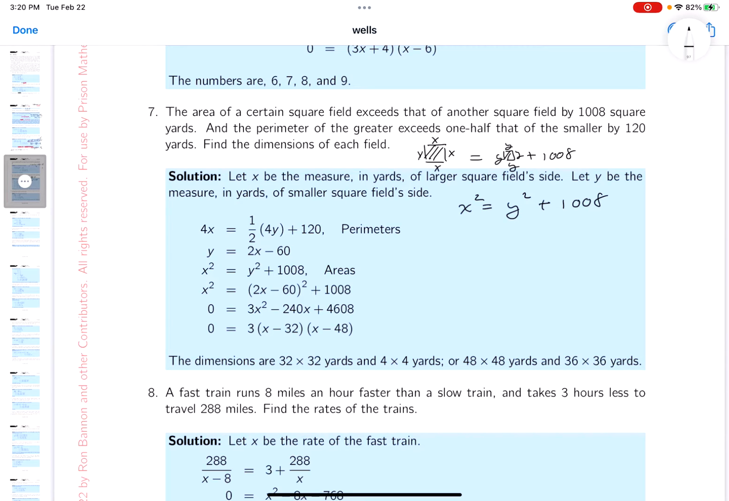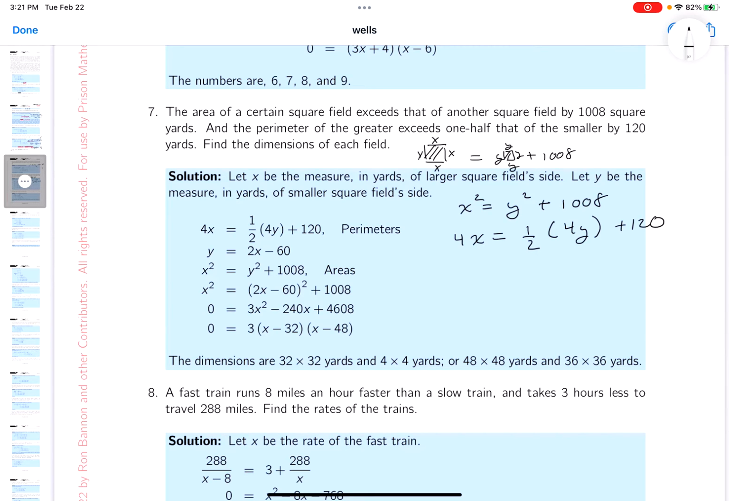Then they start talking about perimeter. Perimeter is a different story. The perimeter of the greater, there are four sides to a square, and they're all equal, so that's 4x. The perimeter of the greater exceeds 1/2 of the smaller's perimeter. The smaller perimeter is 4y. Let me read that again: the perimeter of the greater exceeds 1/2 that of the smaller by 120.